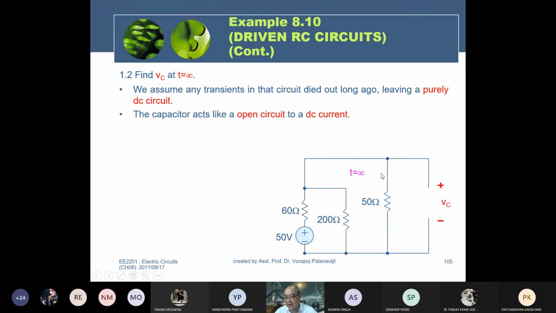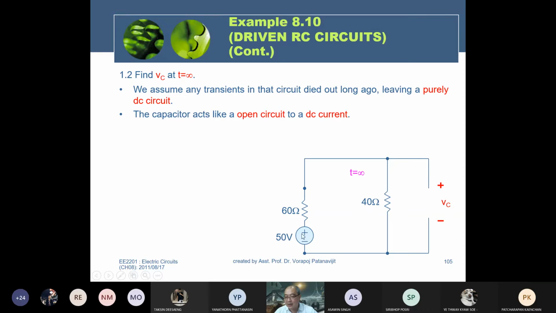You can see that this voltage source is already connected here. The 200 ohm resistor and the 50 ohm resistor are connected in parallel, so you can combine them. The result equals 40 ohm. Now, the same as before, the capacitor voltage equals the voltage across the 40 ohm resistor.